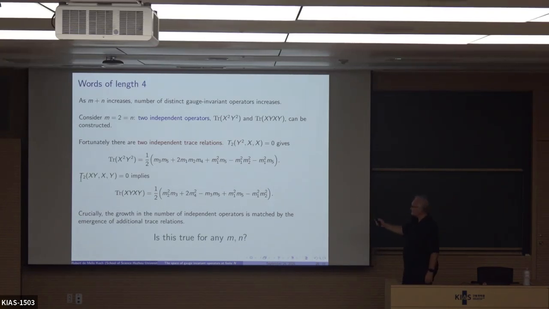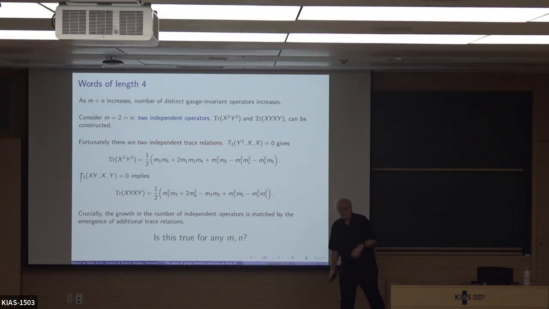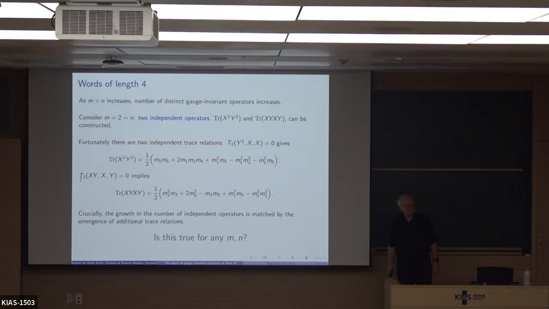So if you pick a to be x squared, b to be x, c to be x, the trace relation determines trace of x squared, y squared. If you choose a to be xy, b to be x, and c to be y, the trace relation determines the trace of x, y, x, y. And the remaining operators that I didn't discuss here, they're just like the length 3. There's a single operator and a single independent trace relation. So that's very straightforward. But here we see, well, there's something to check. Does the growth in the number of independent operators, is it always matched by the growth of additional trace relations? And if it isn't, then in fact, our claim that these generating invariants generate everything would go wrong.